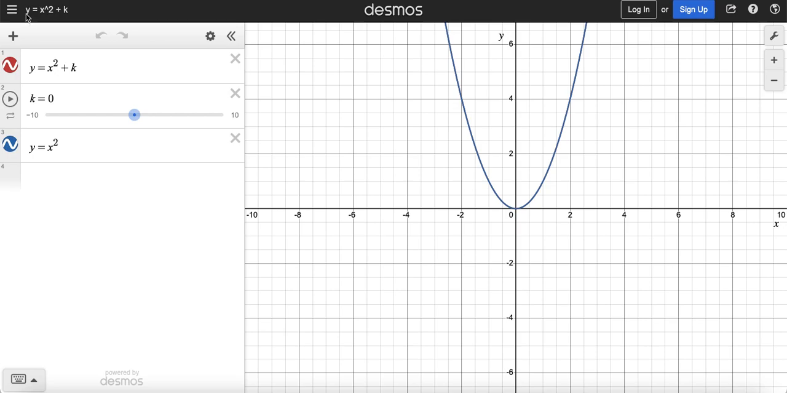So here, I have a graph of y is equal to x squared plus k. Now, k is some number, right? So we're imagining we're adding some number to y is equal to x squared. It could be 2, it could be 5, it could be any number. What we want to look at is how is that going to affect my graph?